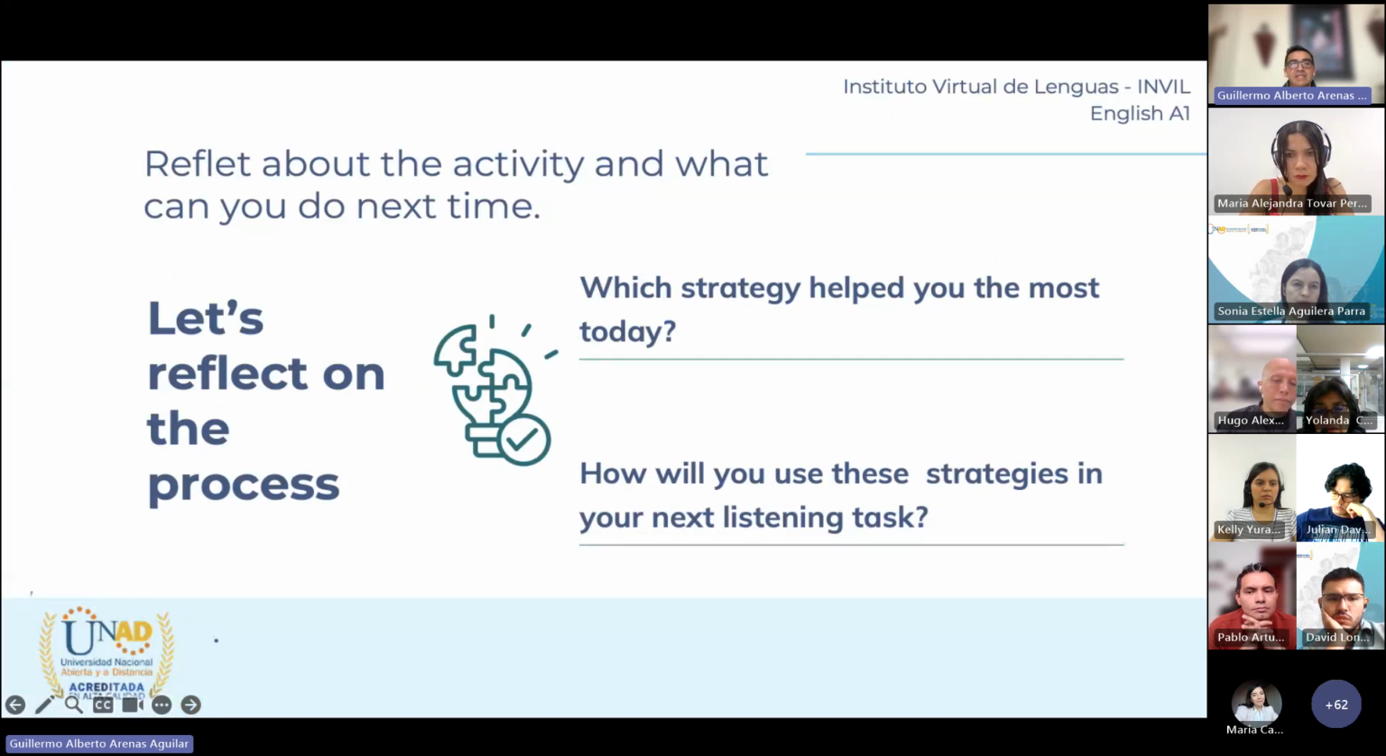The final part of this is to reflect about the activity and what they can do next time. So it says here, let's reflect on the process. Which strategy helped you the most today? Do you remember the strategies? Can you tell me which were the 2 strategies that we worked on? Identify keywords. And the second one? Predicting. It doesn't matter the order, right? Okay. So if you were students, which strategy helped you the most today?